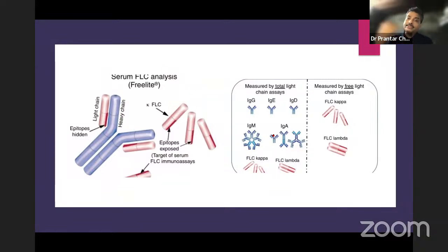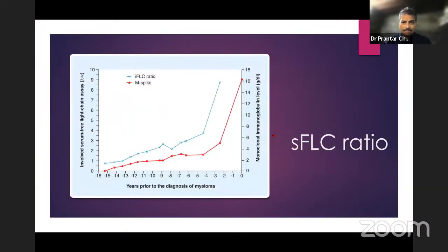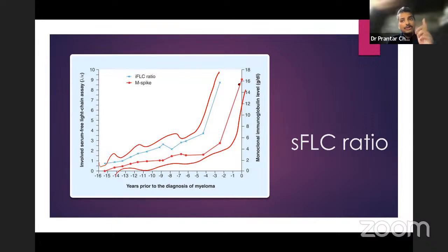Now, I come to a more sensitive test which was developed at the Mayo Clinic. When you have increased production, you will have circulating free light chains. Usually they are bound with the heavy chains, right? But there is a technology to detect it, which is known as a free light chain assay. Now it's out of patent, so there are different platforms to look at it. And it has been clearly shown that even in a case of myeloma, SFLC ratio actually predates the abnormal M band, right? So it is more sensitive.